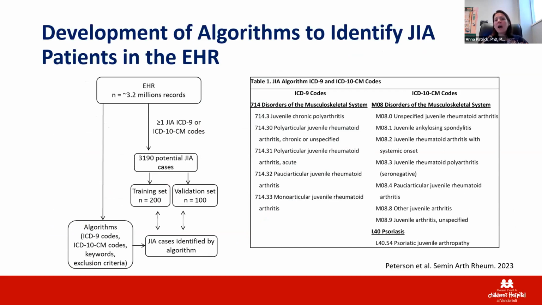So we have been building highly sensitive algorithms to identify JIA patients in the EHR that links to BioVU. On the left depicts how our algorithm was developed. On the right, I'm just highlighting that multiple ICD codes are associated with JIA, and accurate identification of subjects is complicated.